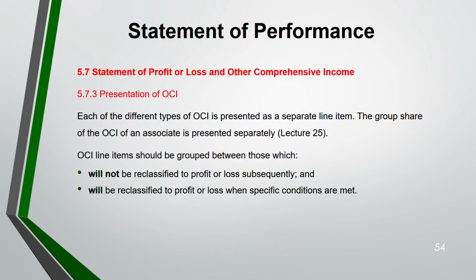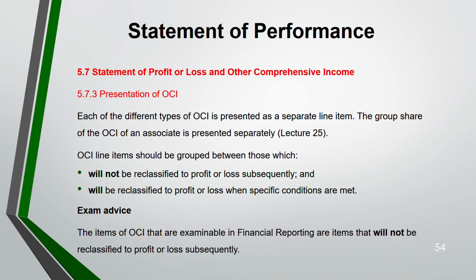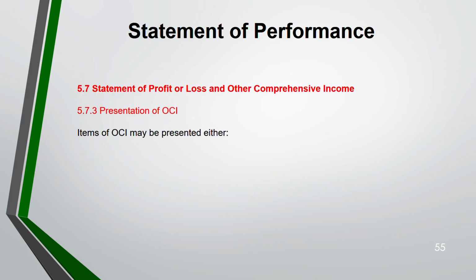This list is very important for you. It might not be asked in financial reporting, but definitely in SBR it's very important. Items which will be reclassified versus items that will not be reclassified to profit and loss. This is only for OCI, not P&L. Items of OCI that will be asked in your financial reporting are items that will not be reclassified to profit and loss. So you only have to learn one category, but in your SBR you have to know both.